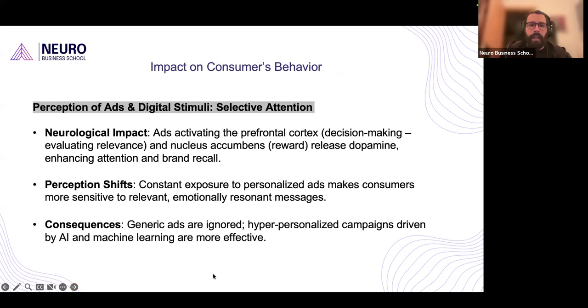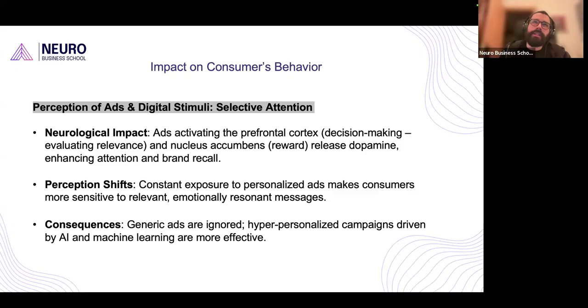Well, let's see the impact on consumer behavior, especially when we are talking about marketing. Okay, the perception of ads and digital stimuli makes us have selective attention. We cannot put our focus on everything, so our attention must be selective. Okay, there exists a neurological impact because the ads are activating the prefrontal cortex. So we need to do decision making. We need to evaluate the relevance of these ads.